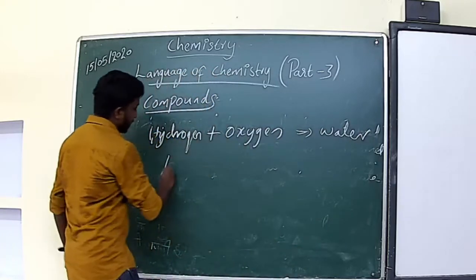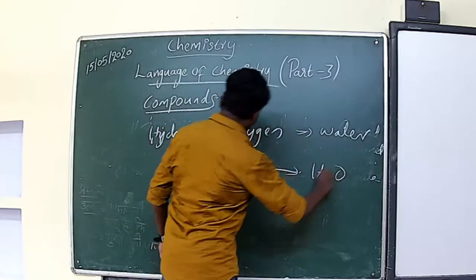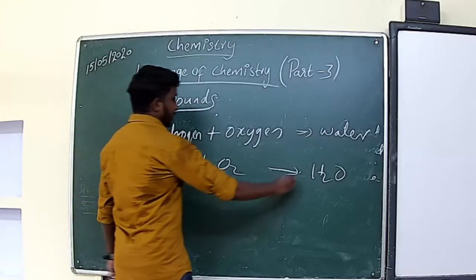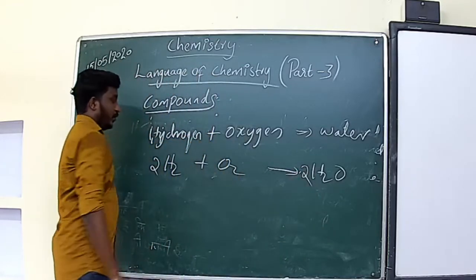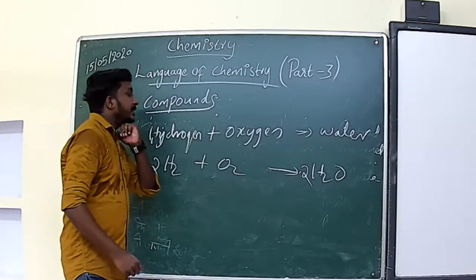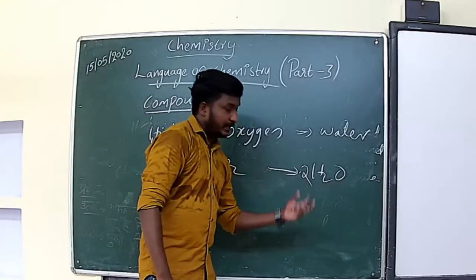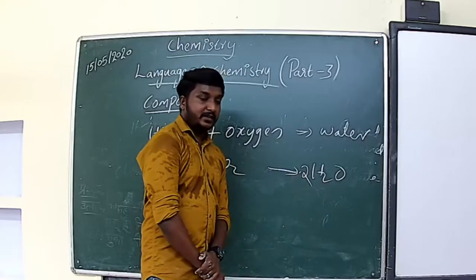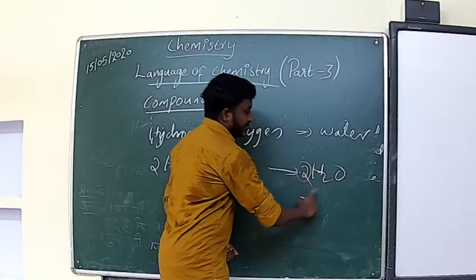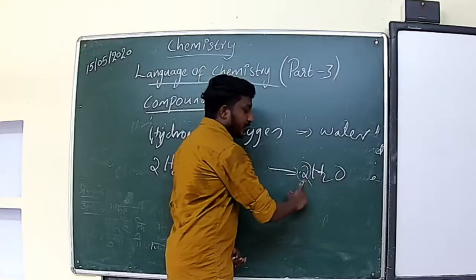That means H2 plus O2 gives H2O. Then we know the law of conservation of mass, we need to balance this one. So we can balance by putting 2 in front of hydrogen and in front of the water molecule. So here you can see, we know compounds means what? 2 or more different elements combined chemically in a fixed proportion by weight. That is known as compound. So here you can see, in 2 molecules of water, 2 represents the number of molecules. The 2 molecules of water contain 4 atoms of hydrogen and 2 atoms of oxygen. That is a definite proportion.